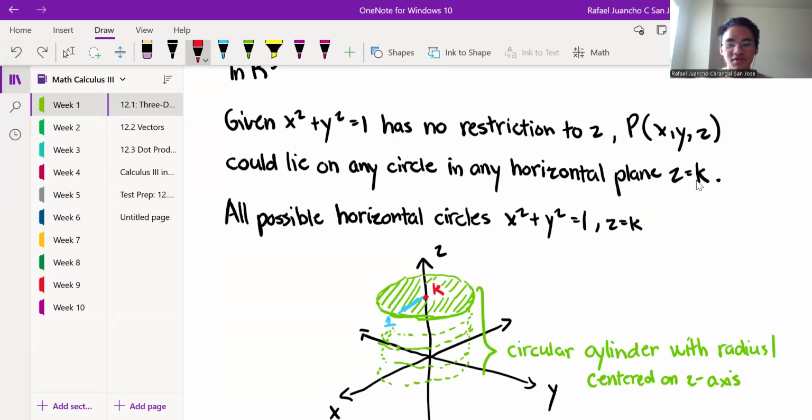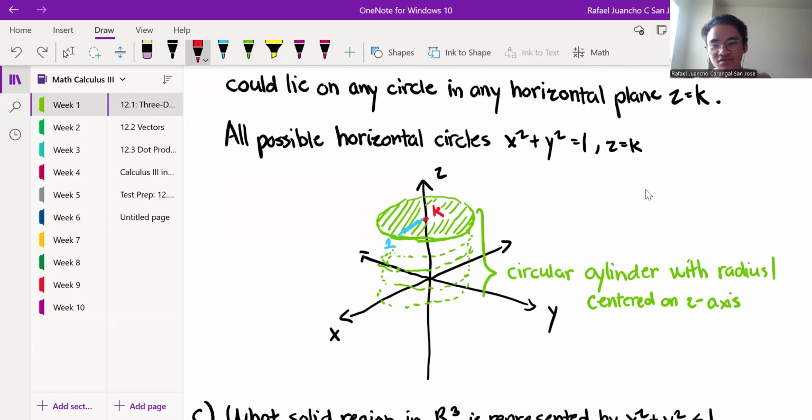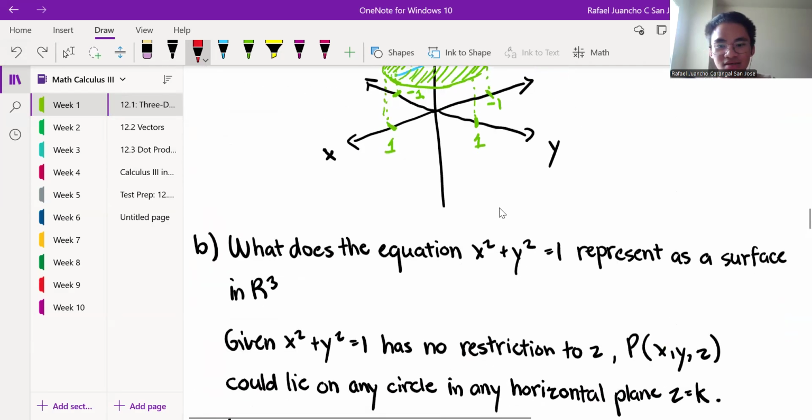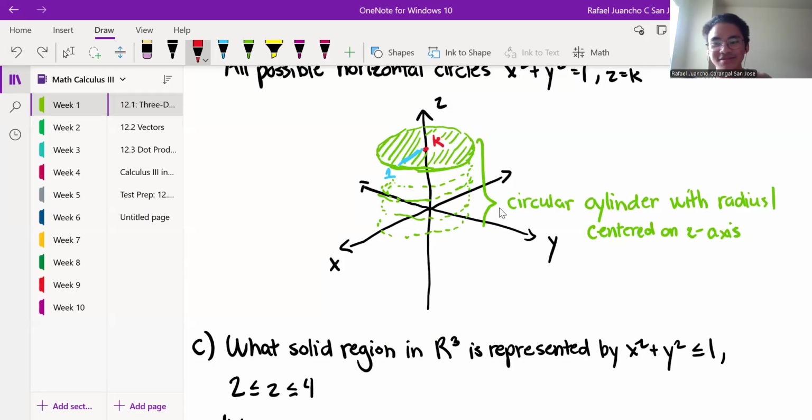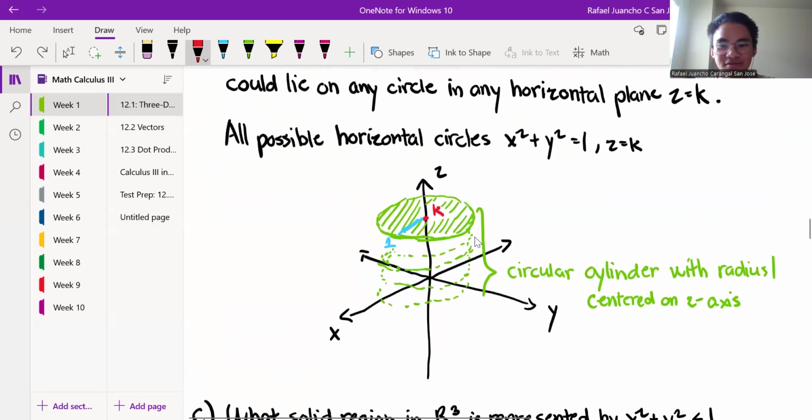So that means all possible horizontal circles, we call them horizontal because it looks horizontal from here, kind of. All horizontal circles that satisfy the unit circle equation, and there are no restrictions for z. So it basically looks like a circular cylinder with radius 1. That's the idea, right? Z could be anything.